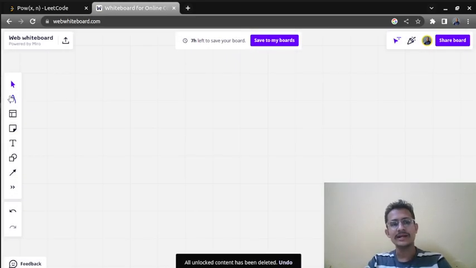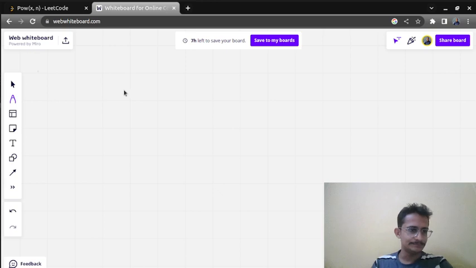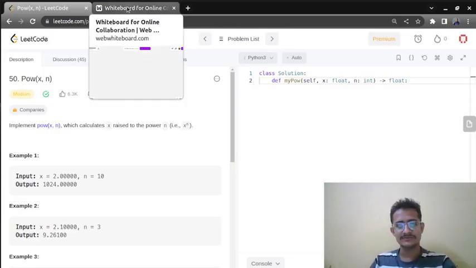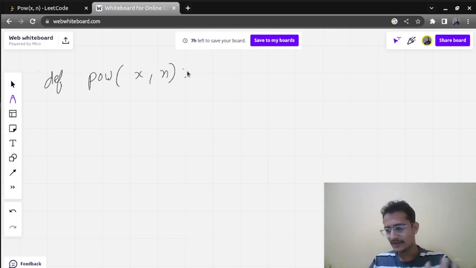Now let us try to write the code step by step, and then we will see how we are going to solve this question. First of all, I am going to use the recursive approach to write the code. In the recursive approach, we are not going to handle any negative case, we are just going to handle the positive cases only. Let's say the function name is power, which has x and n. Perfect, I hope this is clear.